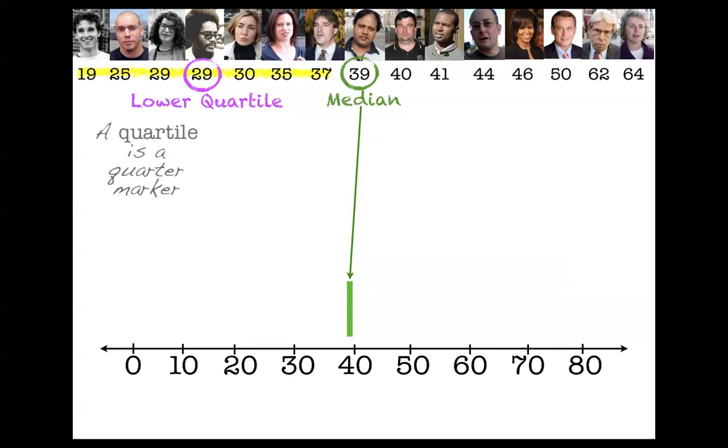What am I going to do with the lower quartile? I'm going to mark a spot on my number line at 29 for my lower quartile, just like I marked a spot at 39 for my median. And guess what? We're not done. We're going to do the same thing with the upper half of the data. So guess where the upper quartile is going to be? Look at those numbers and I think you can see there's my upper quartile.